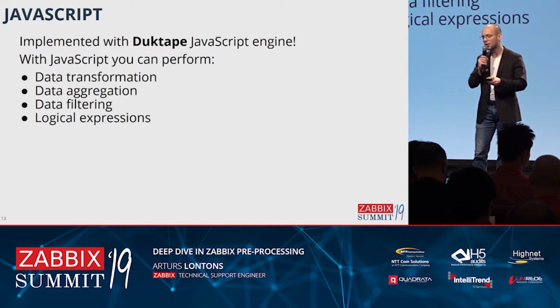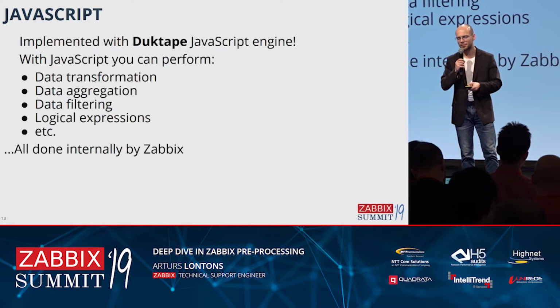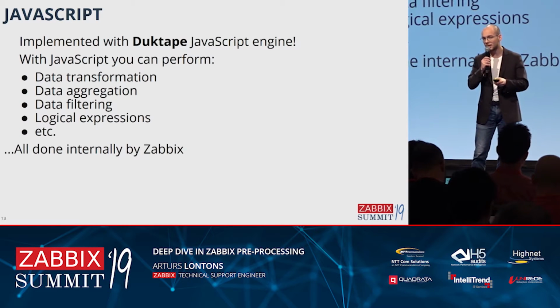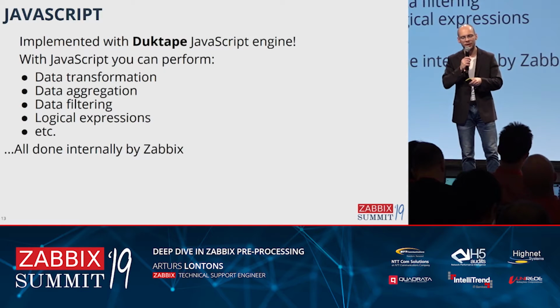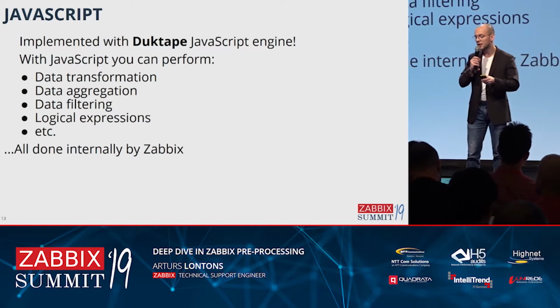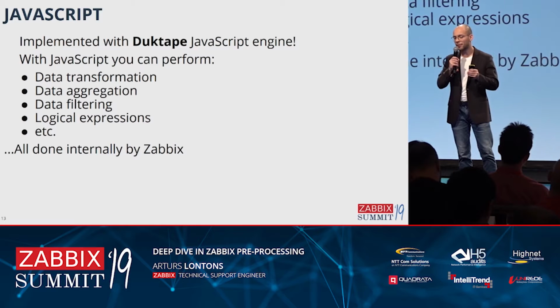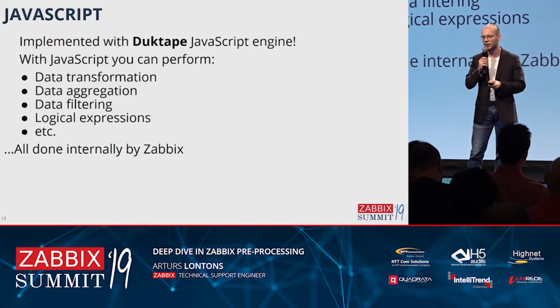We will have an example with some data transformations going on via JavaScript. And remember, all of this is done internally by Zabbix. No need to use external scripts. No need to write anything externally from Zabbix. That's why we are trying to implement more and more pre-processing rules. So you guys have all of this power available within Zabbix instead of having to write some custom scripts on your own without the use of Zabbix.